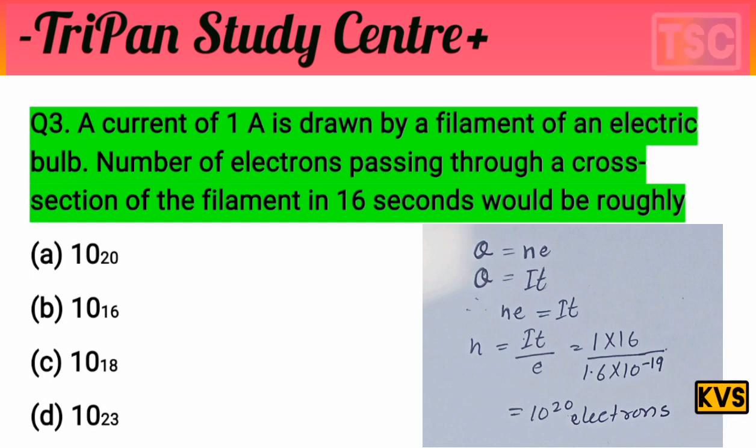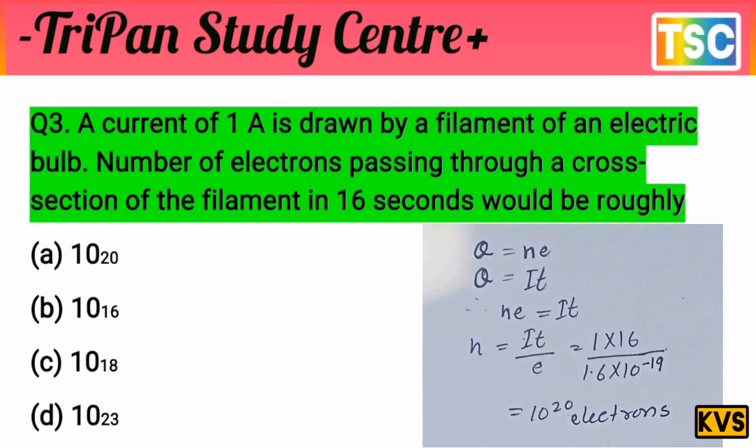10 into 10 to the power minus 19, divided by 10 to the power minus 19. It means here it is 10 to the power 20 electrons. That's important. The answer is A, 10 to the power 20. It is the most important answer: 10 to the power 20.